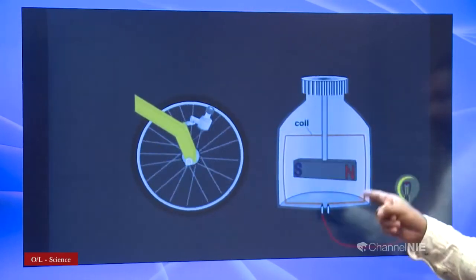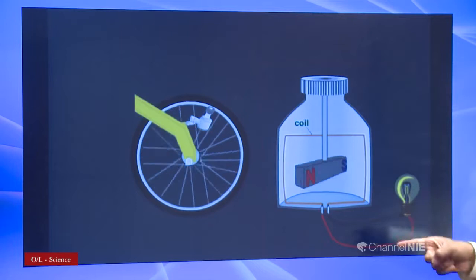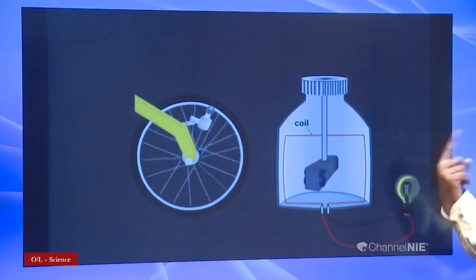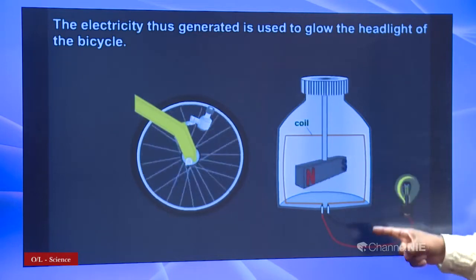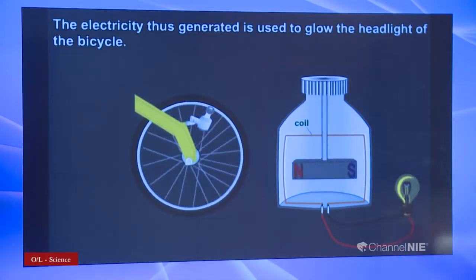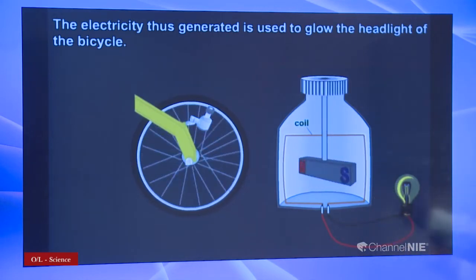When rotating the bicycle wheel, the rough wheel gets rotated. As a result, the magnet rotates. As the magnet is placed around the coil, electricity is generated in the coil, which is used to light up the front lamp of the bicycle.